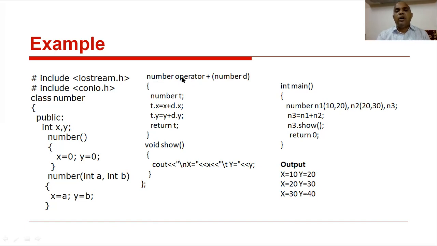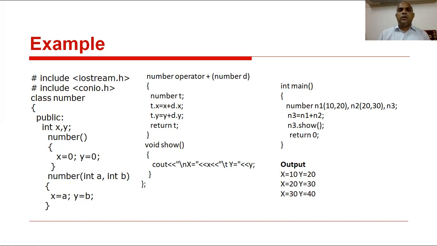Operator is a keyword and plus is a symbol. Operator, symbol. Then this is the calculation part. Come here, integer main, number n1. n1 is an object of the number class. At the object creation time, the constructor member function will execute, number integer a comma integer b, where x equal to a and y equal to b.